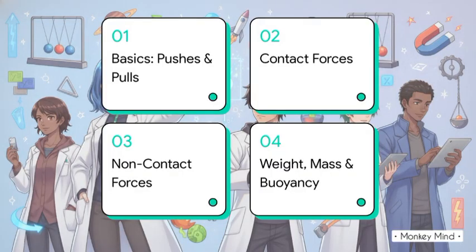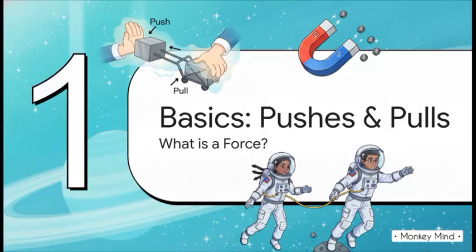Here's our game plan for today's explainer. We've got 4 main topics to tackle. First, the basics of pushes and pulls. Then, contact forces in action. Third, those invisible non-contact forces. And finally, weight, mass, and buoyancy. All right, let's kick things off with Section 1, Basics, Pushes and Pulls.